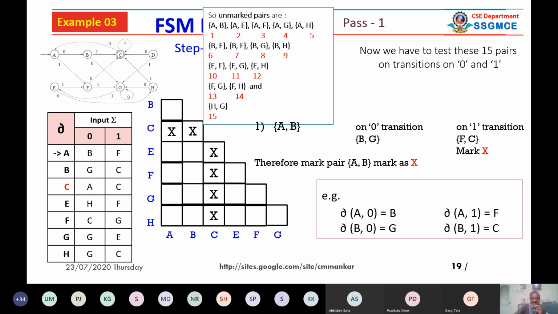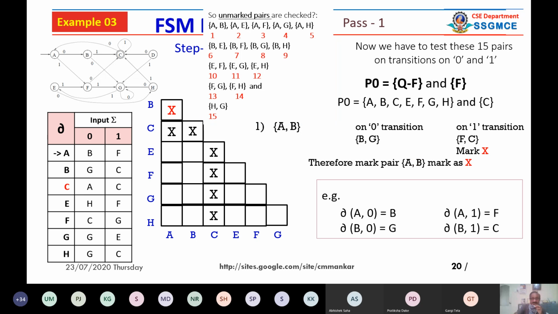So we are marking it like cross. Unfortunately, due to some mistake, C is repeated on the left part of the P0. Please take care of that. Just remove it. I will update the PPT. So please understand that C is not here. C is on the right side of partition P0. So okay, we have crossed AB.